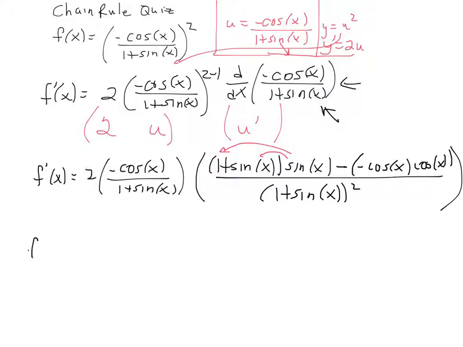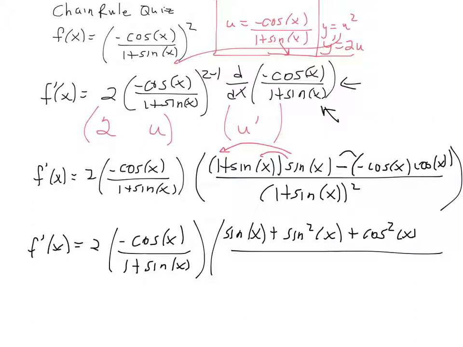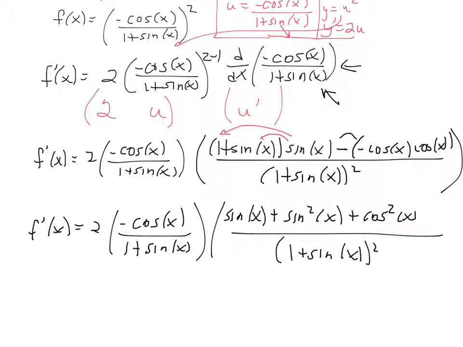All right, so I still have this 2 times minus cosine x over 1 plus sine x. And then over here, I distribute the sign, so I'm going to have sine x plus sine squared x. Negative and a negative is a positive, so cosine squared x. And that is an extra parentheses. And that was the hint that I gave you, that you would need the sine squared plus cosine squared equals 1. Okay, so that was the actual hint.